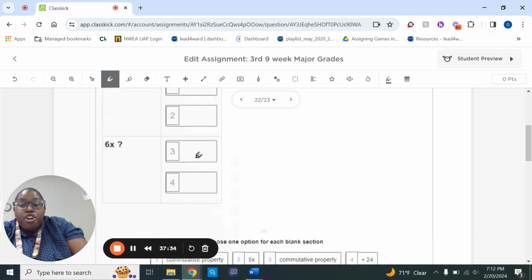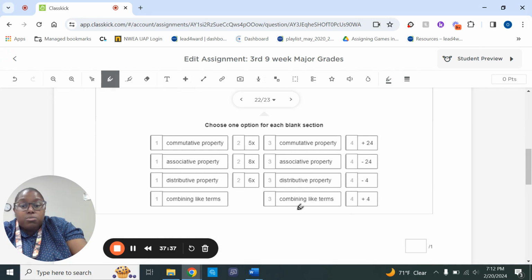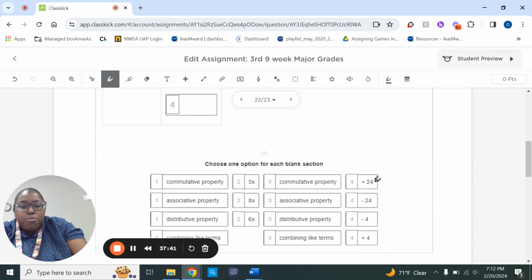All right. In the third box, we have more properties, which is the same properties we had in number 1. And then for number 4, we have these answer choices that can go into number 4. So we have 4 of these when we had 3 of these for number 2.